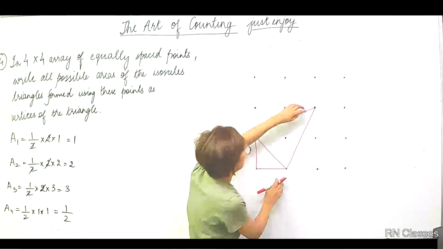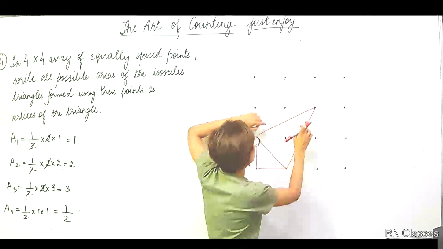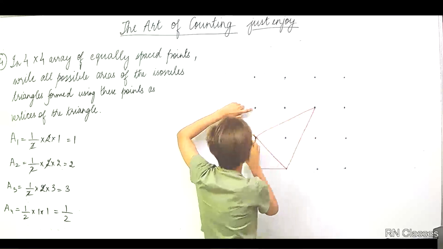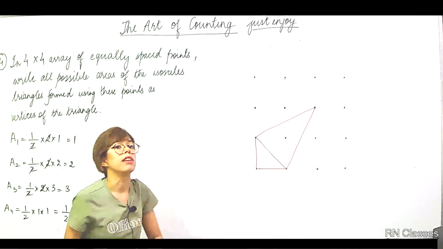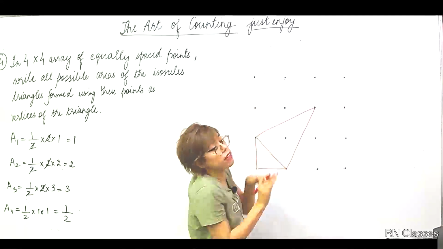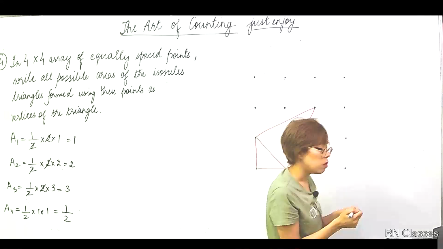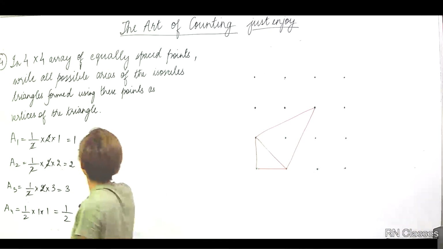Let's check. This length. Now this length. This is 2. This is 1. This is root 5. Now this length. This is 2. This is 1. This is root 5. Definitely this is an isosceles triangle. Keeping this as the base, this is an isosceles triangle. Right? So let's write the area. Right? Okay. So A5 now.